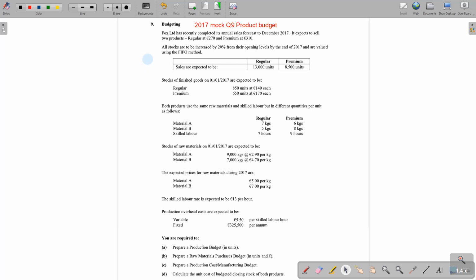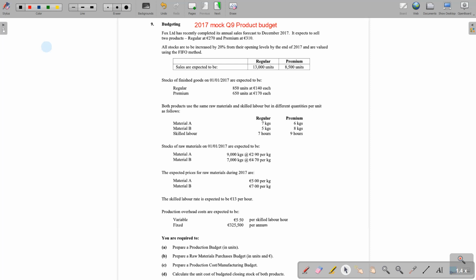Today we're going to be looking at a question 9, so a management accounting question, which is a production budget. Of course with management accounting we have question 8s and question 9s. You do one of them.